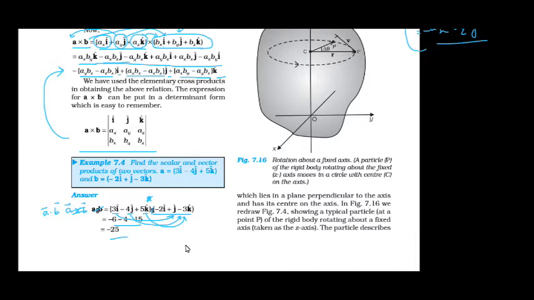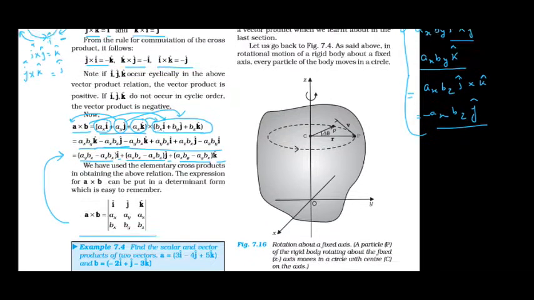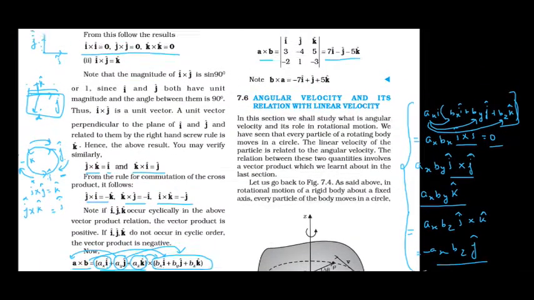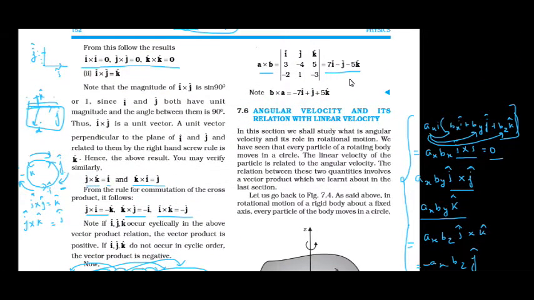And the cross product, as we have explained here, we'll do it as cross product. And B cross A will be just opposite. You have to multiply this whole by a minus sign. Whatever answer you get, that is B cross A.